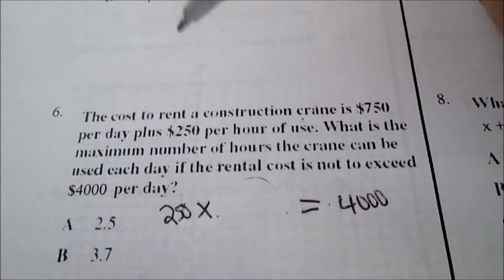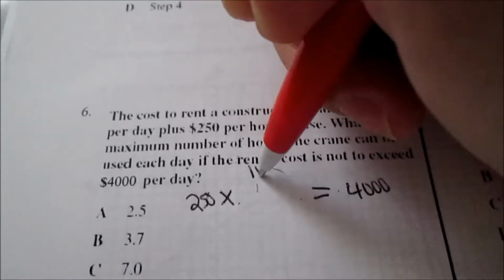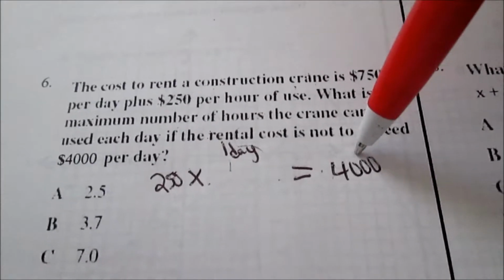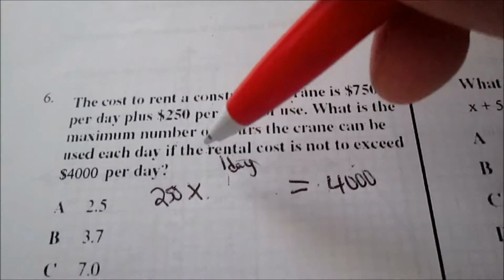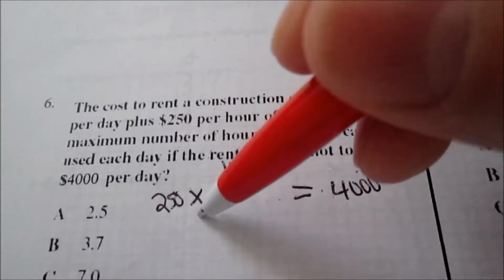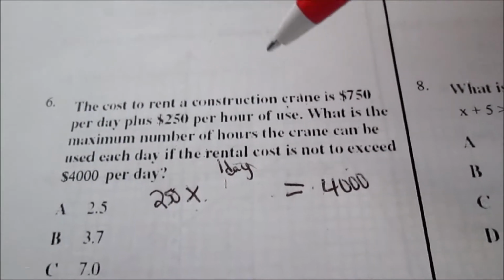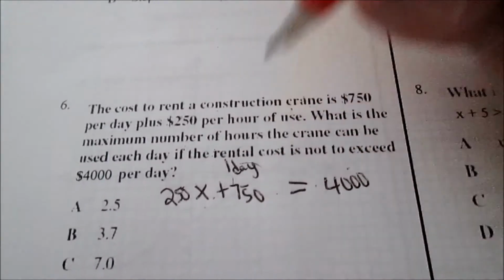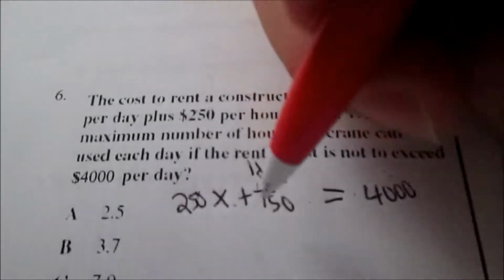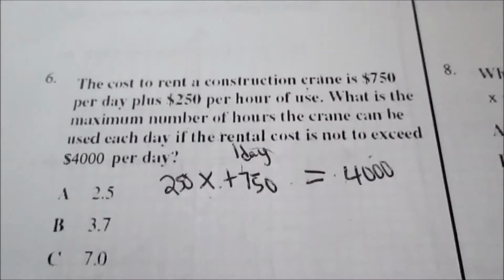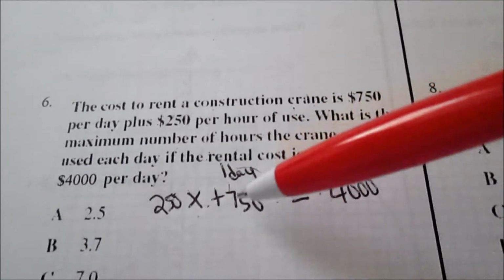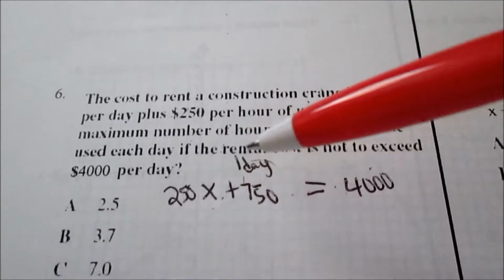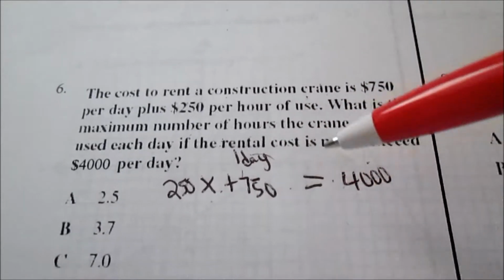Okay, and then, so let's say this is all happening in one day. In one day, their goal is to not exceed $4,000. So altogether in one day, they have to pay $250 per hour of using the crane, and they have to pay that extra fee of $750. Notice how I'd have no variable attached to 750, because this is just talking about one day. Just one day, it's just a $750 fee. And every hour the crane is used is 250. 250x plus 750 equals 4,000.